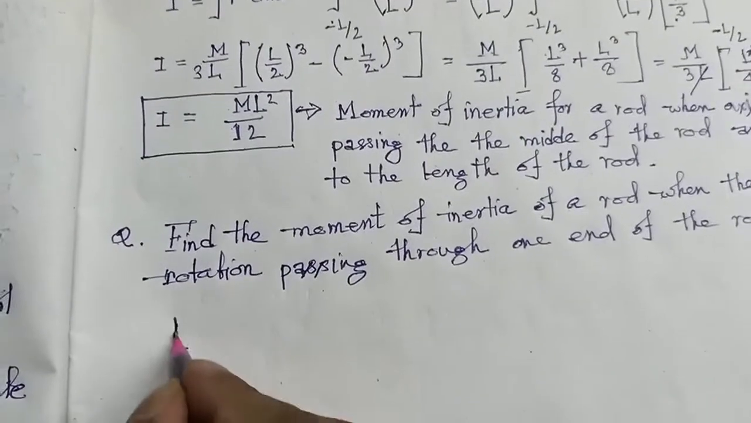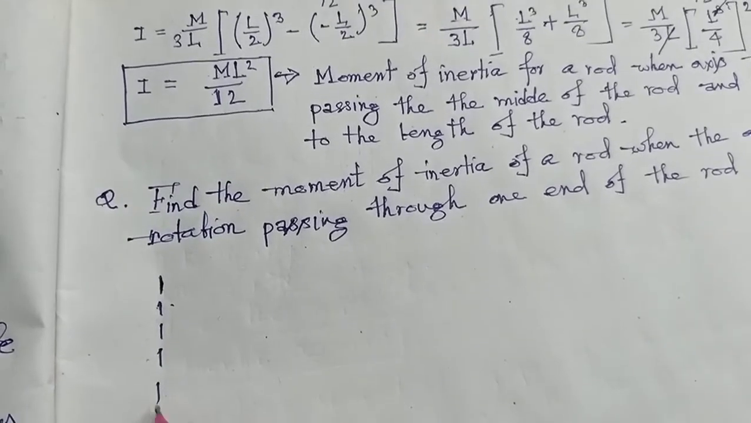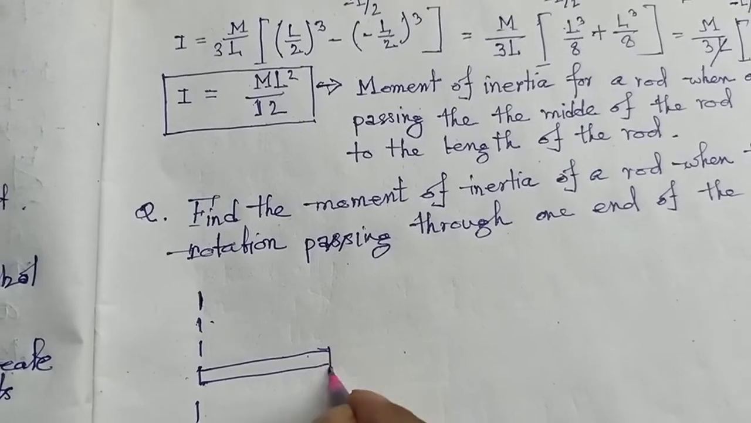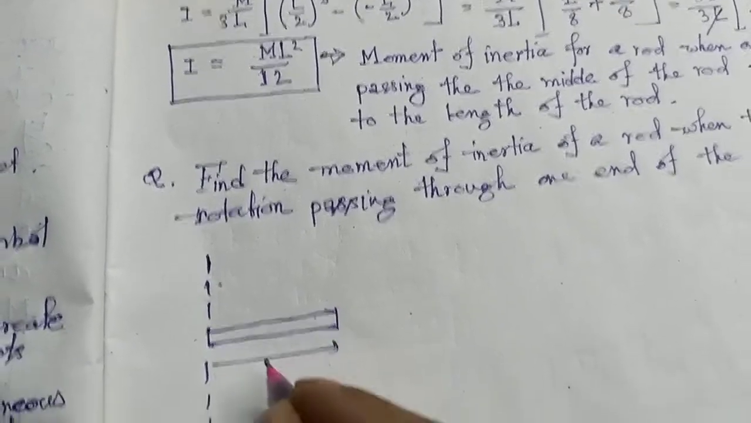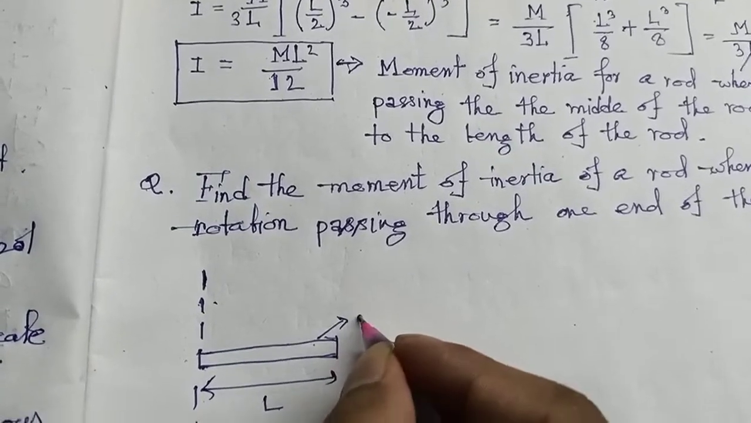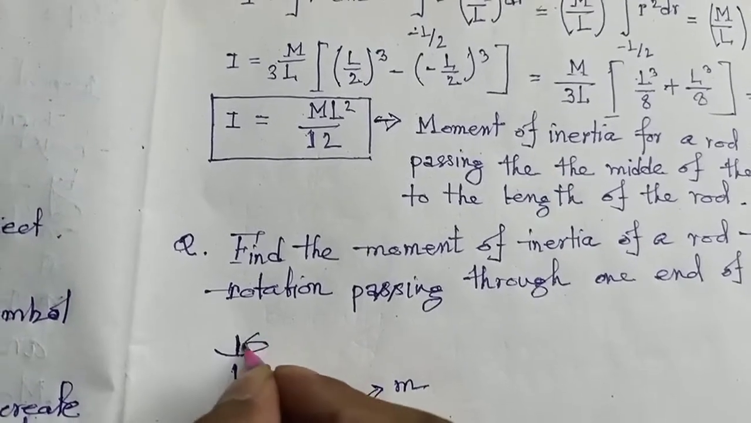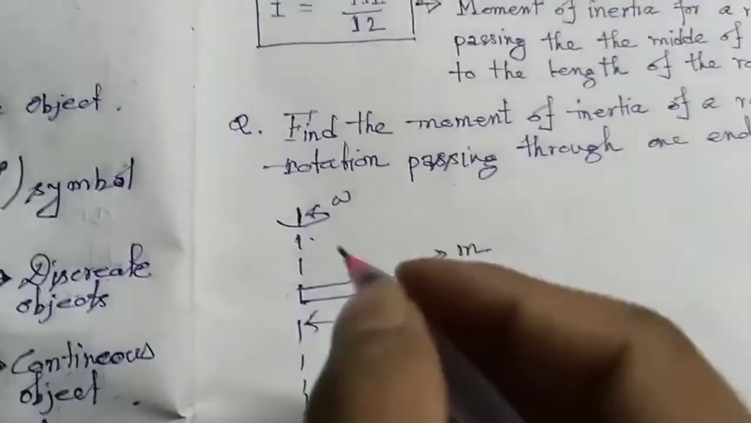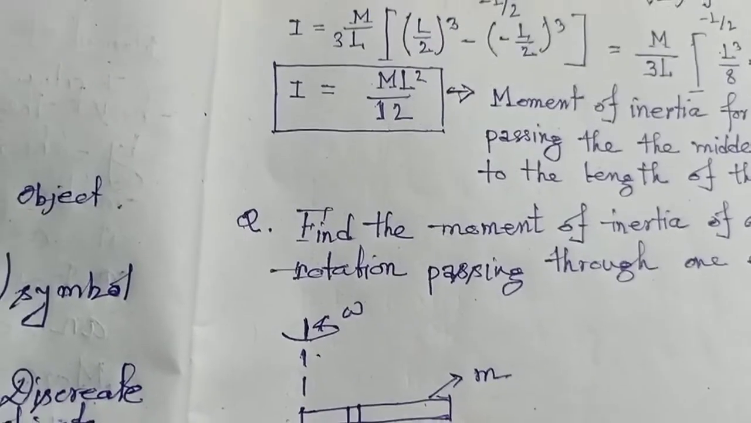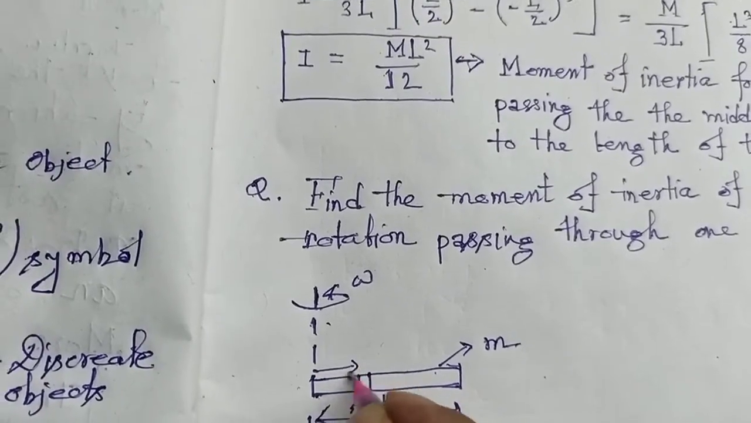So let this be the axis of rotation. The dotted line represents the axis of rotation. Now this is the rod. Its length is L and its mass is M. As this is the axis of rotation, now we'll take a small element of thickness dr at a distance r from the axis.